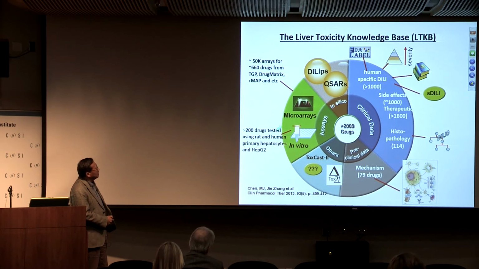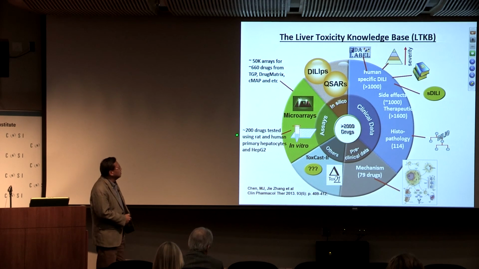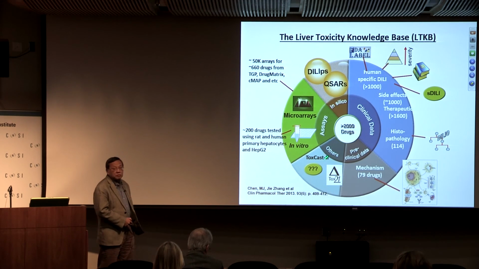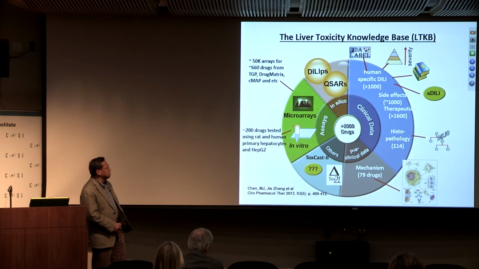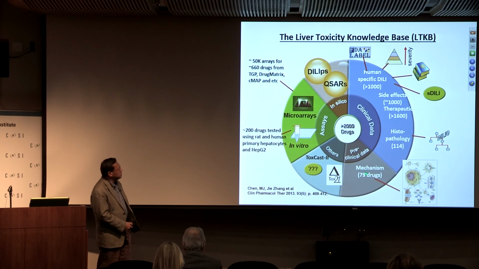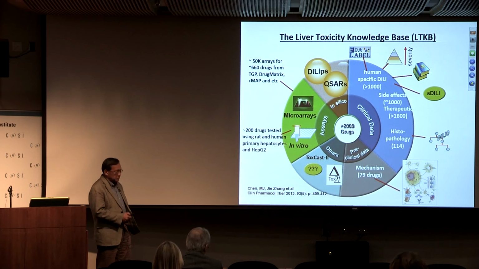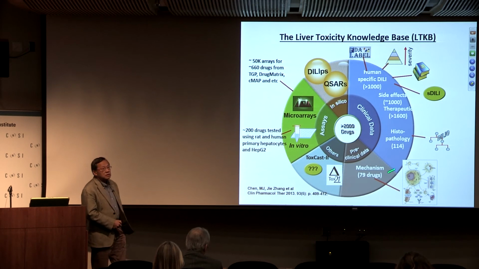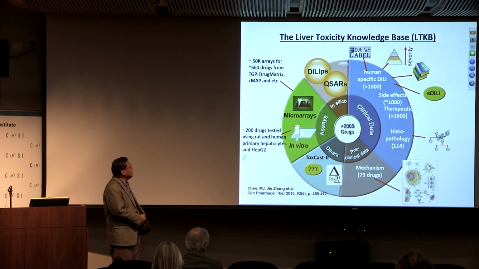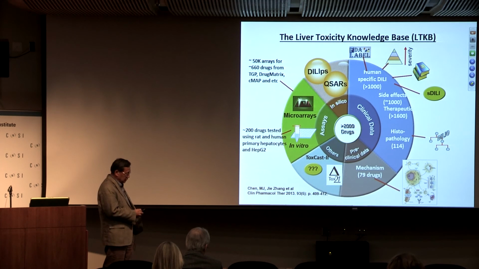I will focus on the in vitro data. We tested about 200 drugs using rat and human primary hepatocytes and HepG2. Lastly, we have some collaboration with ToxCast, and we are involved in this consortium effort in ToxCast Phase 1 and 2. We also collect some information about the mechanism, meaning what mechanism is involved in drug-induced liver toxicity. I will focus on the in vitro data today and also use the severe DILI annotation.